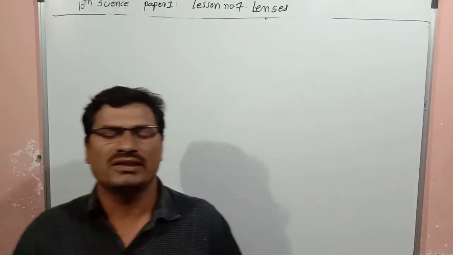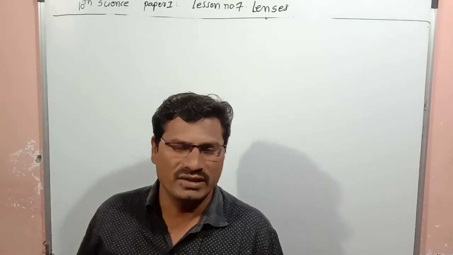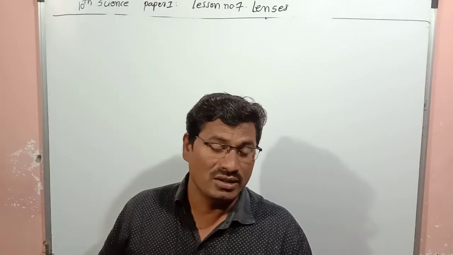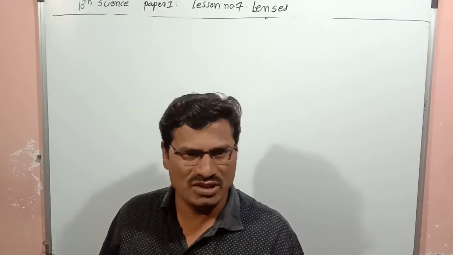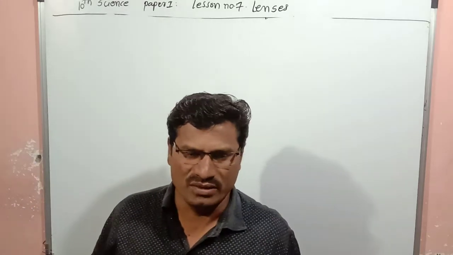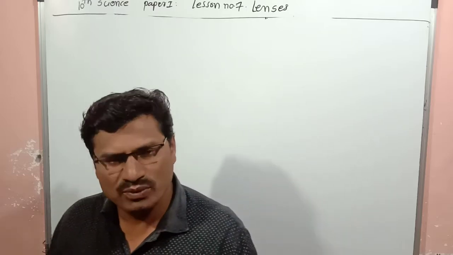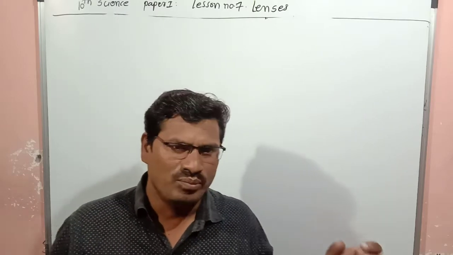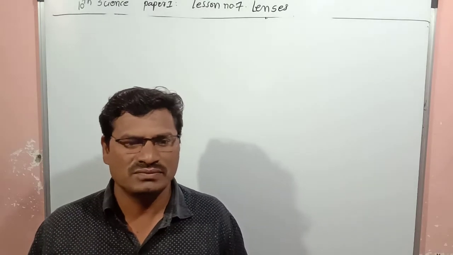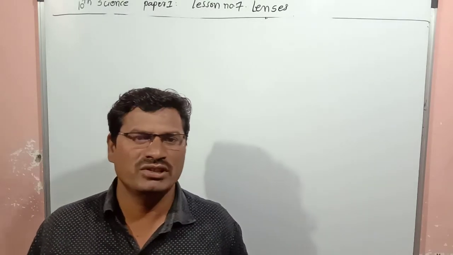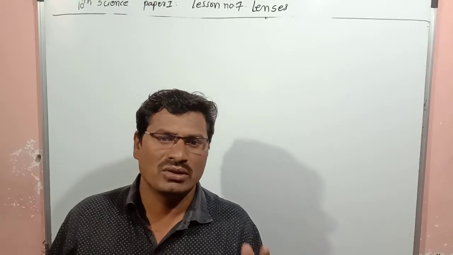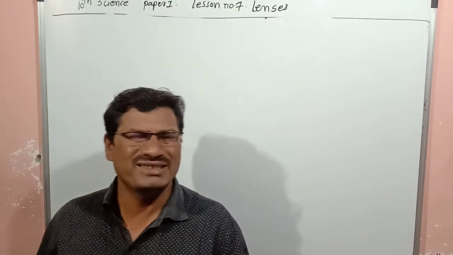Students, we are learning lesson number 7, lenses. Before this we have studied images formed by the convex lens, images formed by the concave lens, and the rules also. Before this we also studied the power of the lens, the lens formula, and sign conventions. Now in today's video we are going to learn the human eye and the working of its lens.